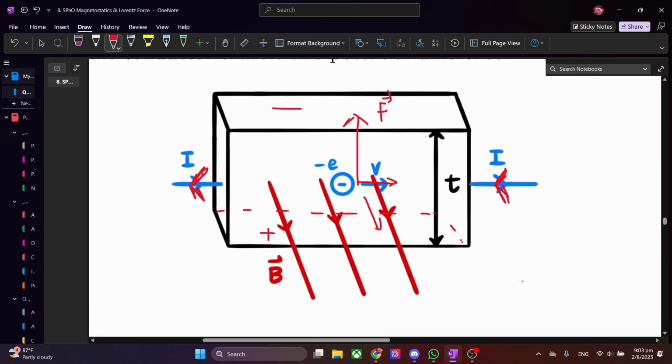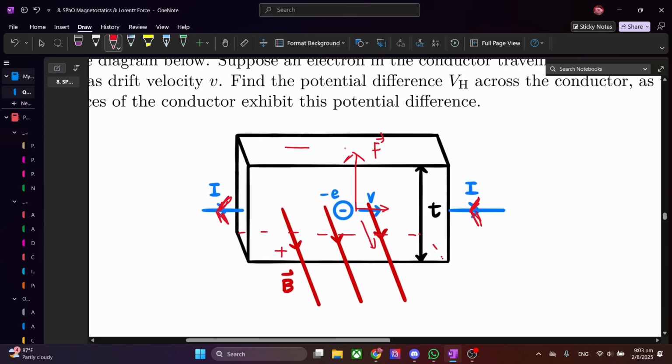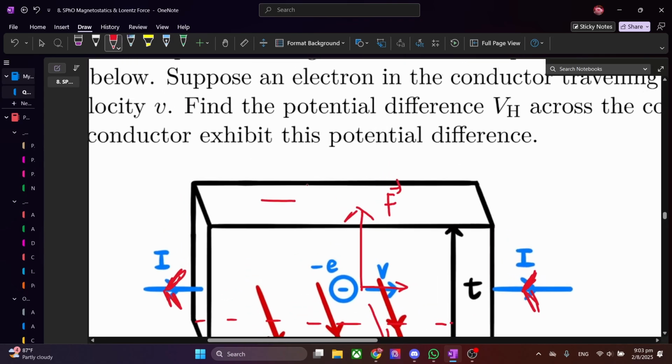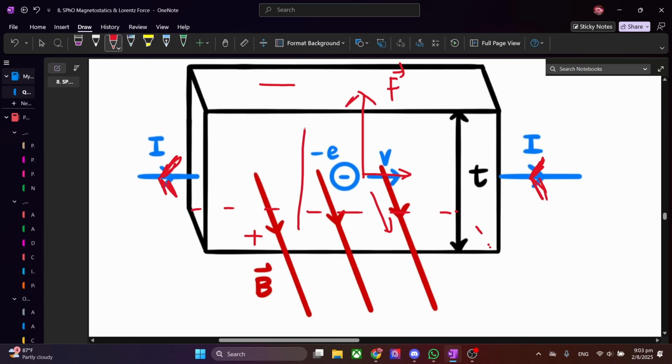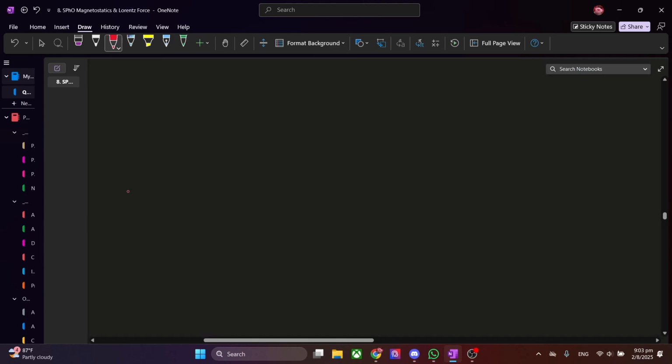Okay, if my direction is wrong, forgive me, but either way, the point is that these two surfaces are going to be charged, and that will create some opposing electric field, something like this, because of the buildup of charges on these surfaces. And that has its own associated potential difference with it.